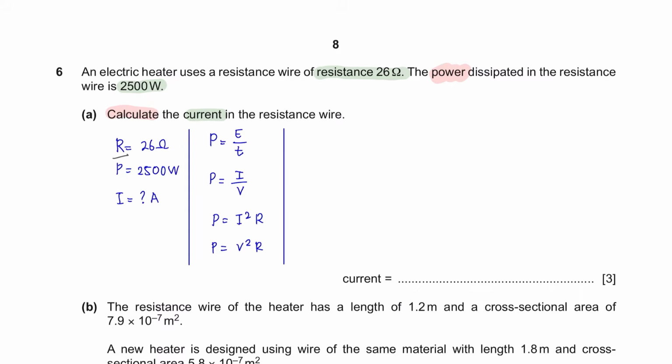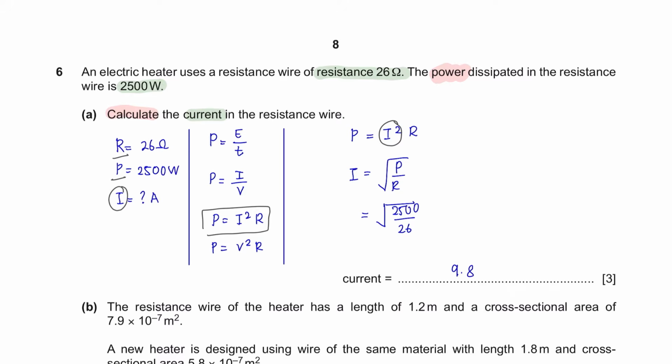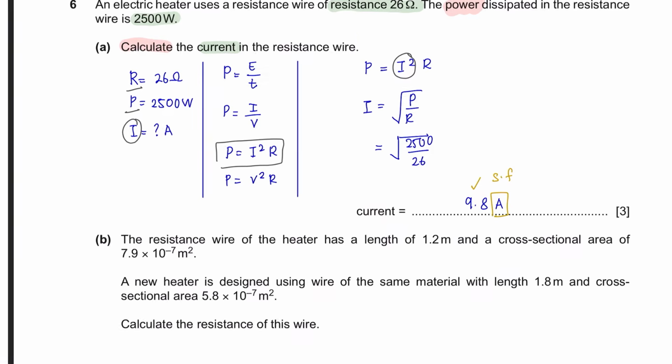We have resistance and power, and we need to find current. So the formula that we should apply would be power equals to current square multiplied by resistance. Since we're looking for current, we can rearrange the formula like this. After substituting the values and calculating them, you will get a current of 9.8 amperes. Don't forget your units, and you can leave your answers in two significant figures.